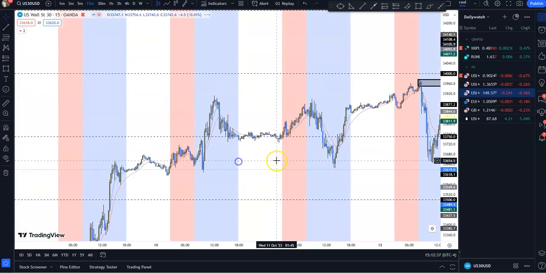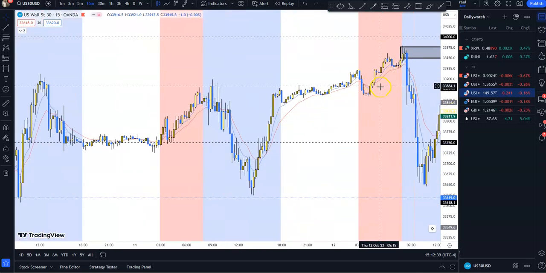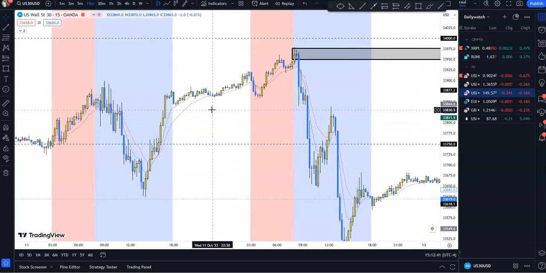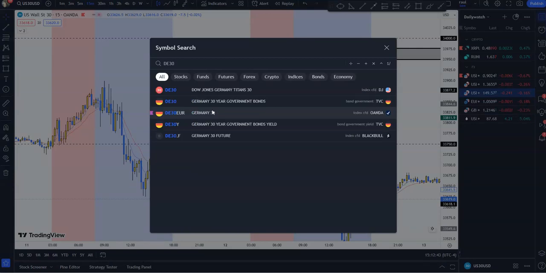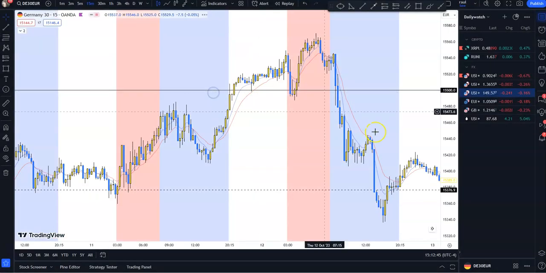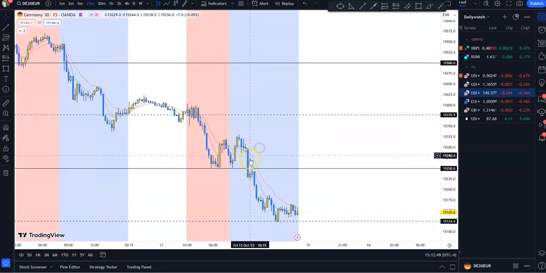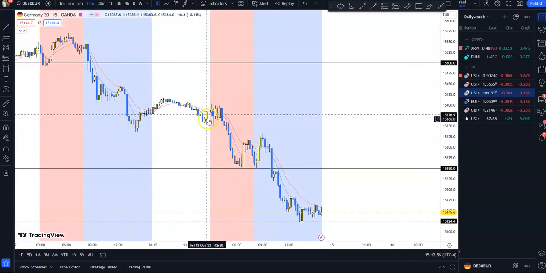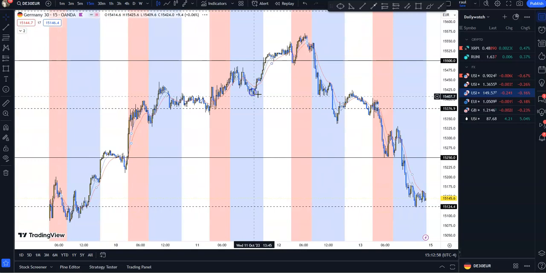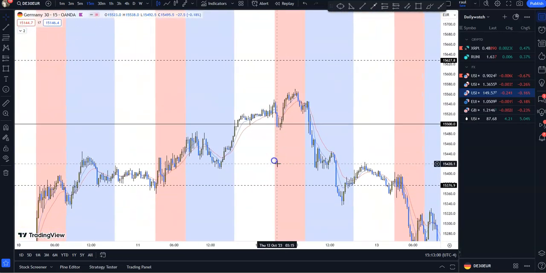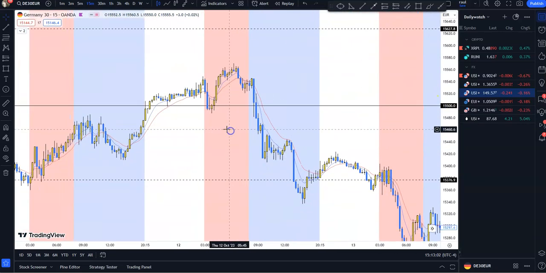Let's go over another day. Actually, let's go over German 30. German 30 is pretty much like the London session of US30. So when London session opens, it moves like US30 does when New York session opens at 9:30. If I want to trade indices during London, this is the pair I'll look to trade.